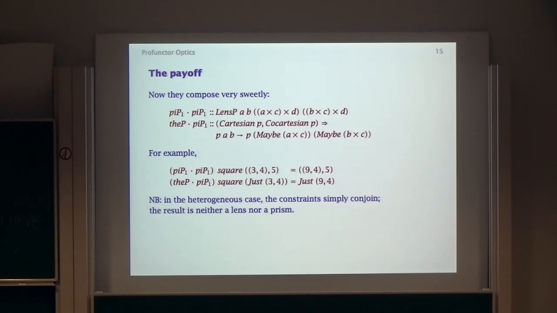It just does it. Similarly, for the heterogeneous case, this pi in the profunctor representation gives me access to the left-hand component of a pair, and the prism in the profunctor representation gives me access to an optional value. Put them together and you get access onto the left-hand component of an optional pair. And it's just function composition. So here's an optional pair, it's a present pair, and if I want to square the left-hand component of it, this is where to get the accessor to get the left-hand component. I can square the left-hand component and I get my pair back again with the left-hand component squared.